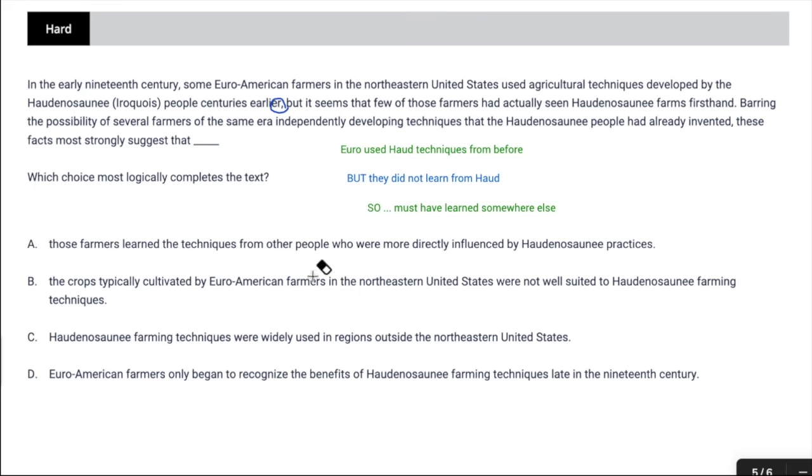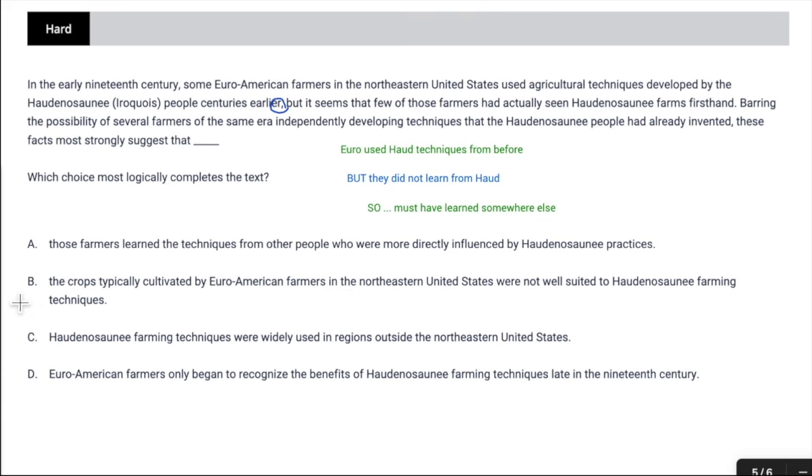So I'm going to eliminate choice A. They learned from other people who were more directly influenced by the HOD practices. That actually lines up pretty well because it's learning from somewhere else. And it would make sense if they learned from somebody who learned from the HOD, right? So it's just like secondhand knowledge, I guess.